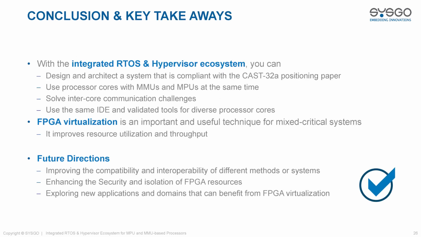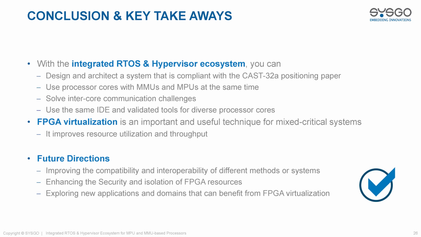As we now come to the end of our presentation, let's recap the key takeaways for today. By leveraging an integrated RTOS and hypervisor ecosystem, you gain the ability to design systems compliant with CAST-32A guidelines. This approach allows you to harness the power of processor cores equipped with both MMUs and MPUs simultaneously, effectively address inter-core communication challenges, and streamline development with a unified IDE and validated tools.